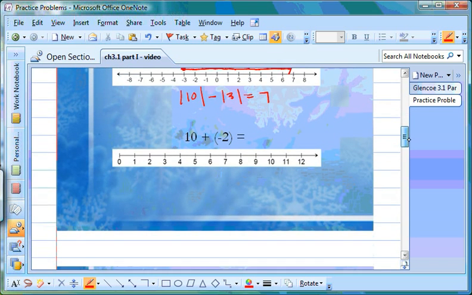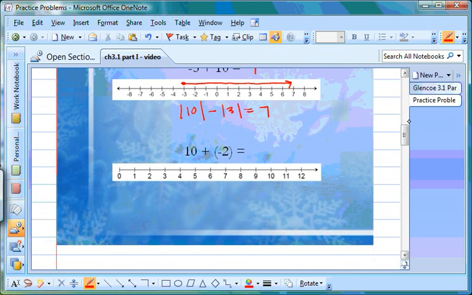Let's do one more example and we'll be done. 10 plus negative 2. We're going to start at 10 on the number line. We're adding a negative number, so we need to move left on the number line. We're going to move left 2 places, 1, 2, and that gives us the answer of 8.